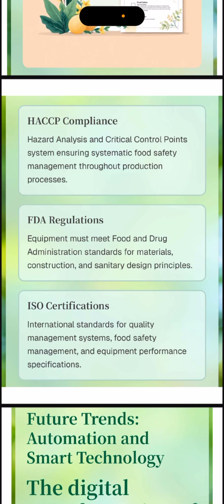Instead of just testing the final product, HACCP identifies potential hazards at every step of the process and implements controls to prevent them from occurring. FDA regulations and ISO certifications. These are comprehensive standards that govern everything from the materials used in equipment construction to ensure they are non toxic and non absorbent, to the sanitary design of the machinery to ensure it can be easily and effectively cleaned.